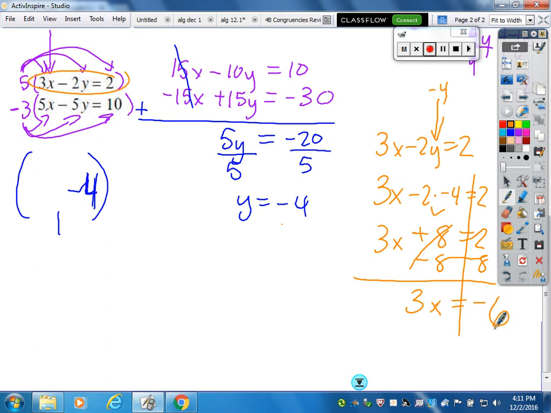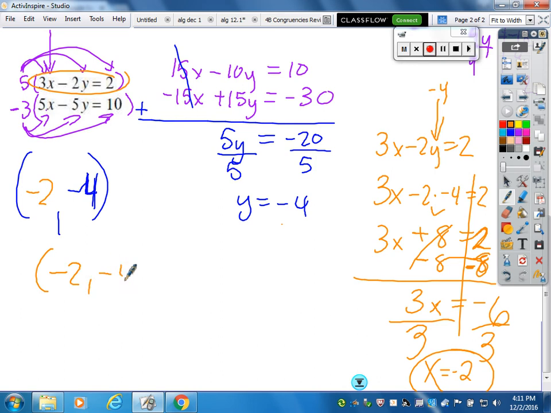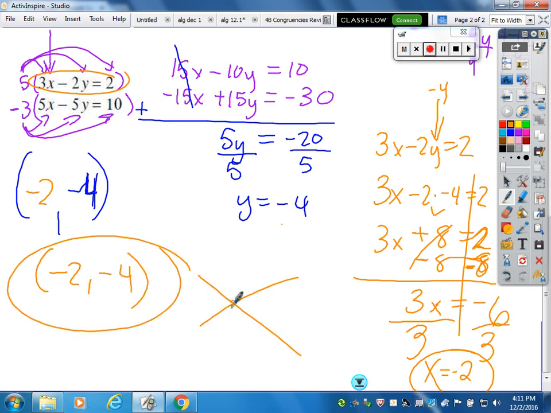That got a little sloppy right here. This was a 2. Subtracted 8. So 2 minus 8 is negative 6. I think my minus sign got swallowed there. Divide by your 3, and x is equal to negative 2. So let's go over here, finish this out. So the final answer here was negative 2, negative 4. And there you go. That is the point of intersection of those two lines, wherever they might be.